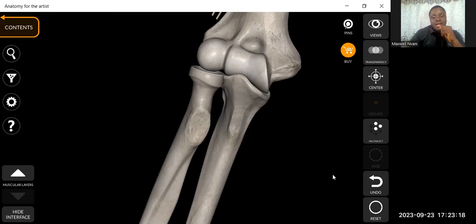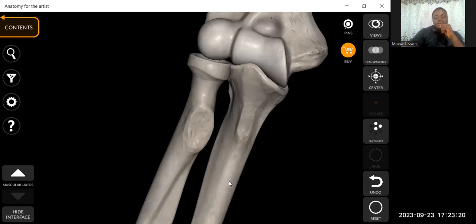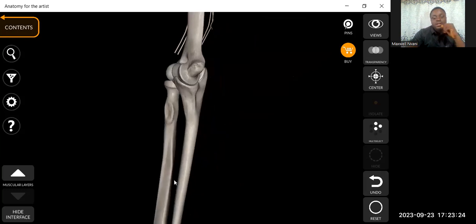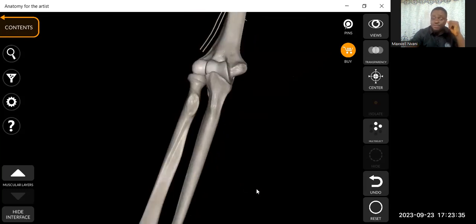And then finally, the medial border is sharp. The interosseous border is so sharp and prominent, so it always faces medially. Right there. So that's site determination.